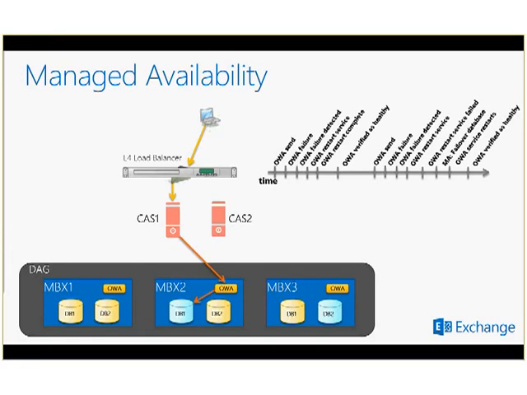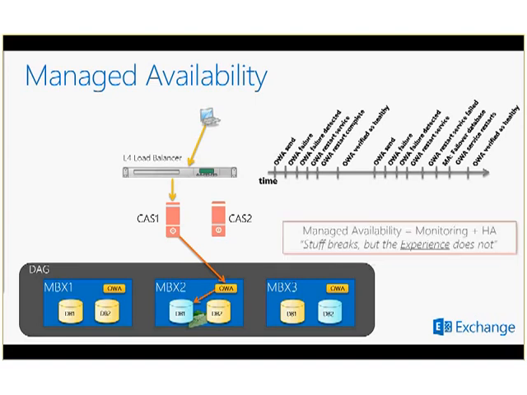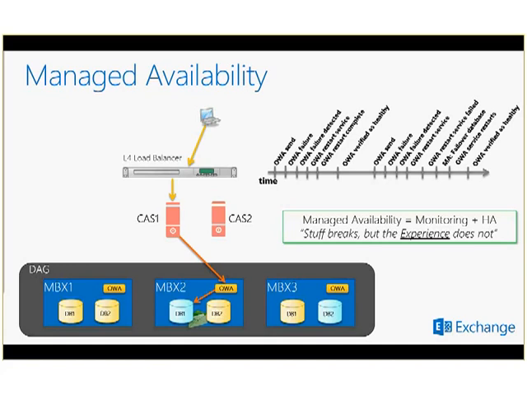But in this case, OA is still healthy. Now the user has moved from mailbox server 1 to mailbox server 2 and carries on doing what they were doing before. So as mentioned before, monitoring plus high availability gives us the ability to say, you know what, stuff's going to break, but the user experience does not, because Exchange will sit there and monitor itself.